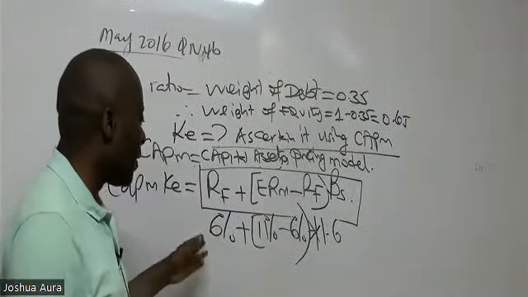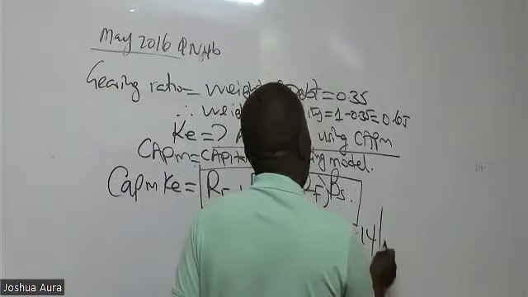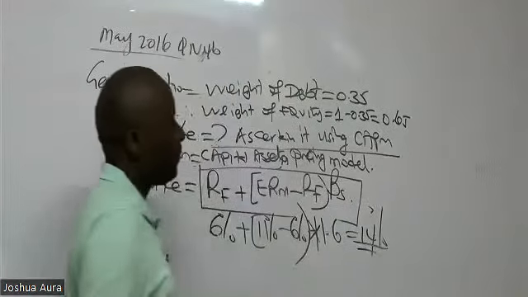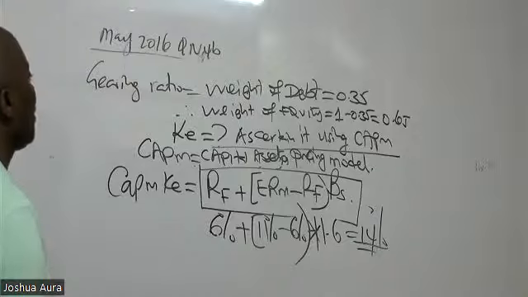I can also divide to have this in form of decimals. So I'm being told that this is 14%. This is 14%.